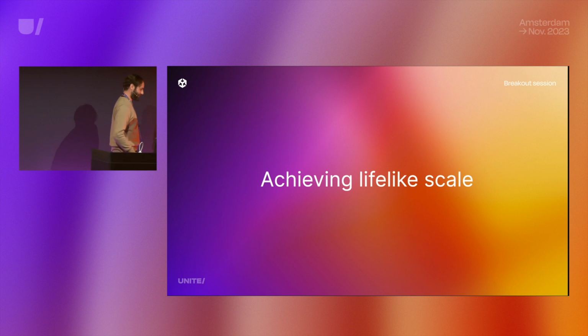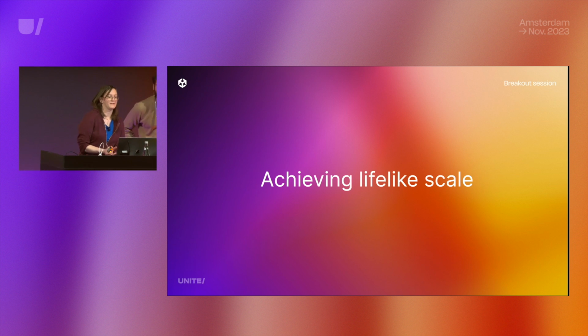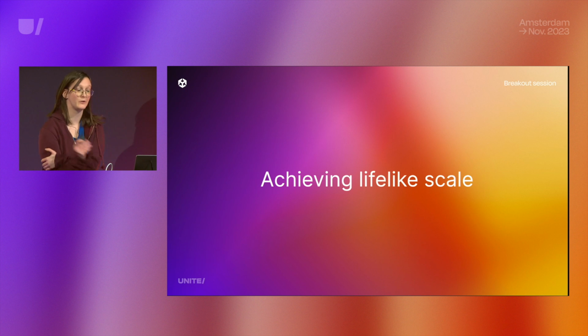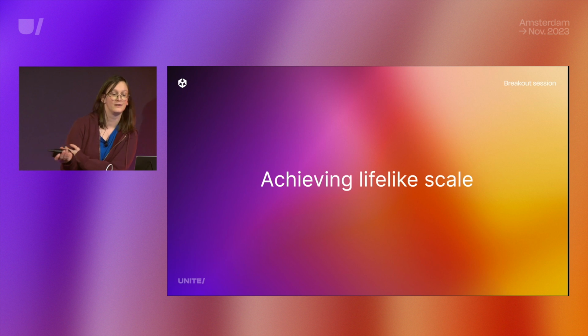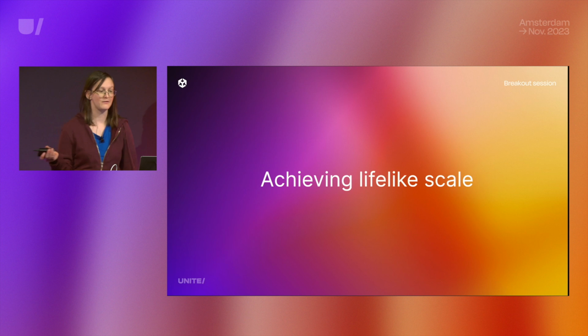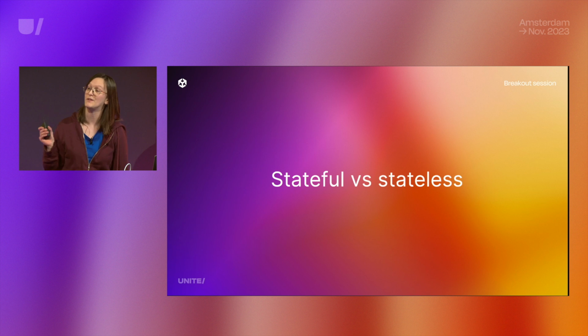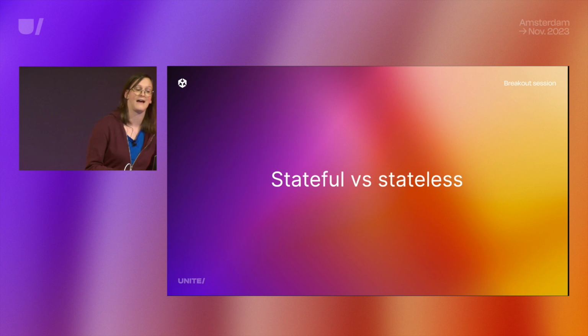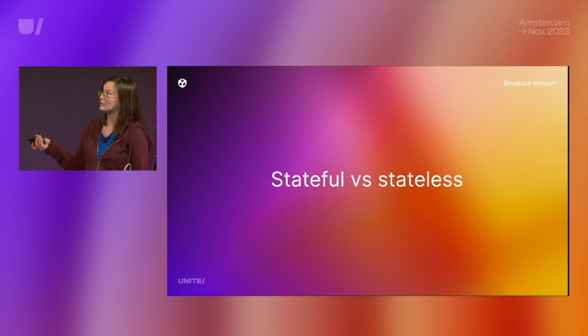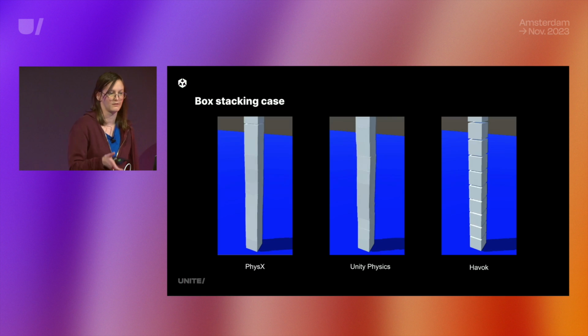All right, thank you. Now that we've discussed how to achieve lifelike physics behaviors, we still need to care about scale. So how do we achieve these scales? There's a couple of ways we can do this, but first, we need to decide something before we start going into that. And that is that we need to choose our physics system. There are two things to consider, stateful and stateless. Both have their advantages, disadvantages, and use cases.